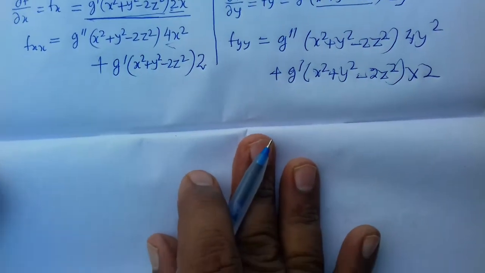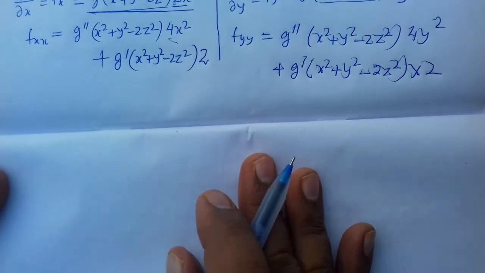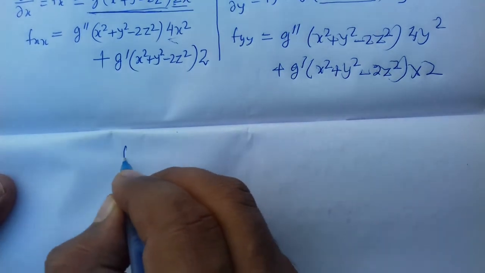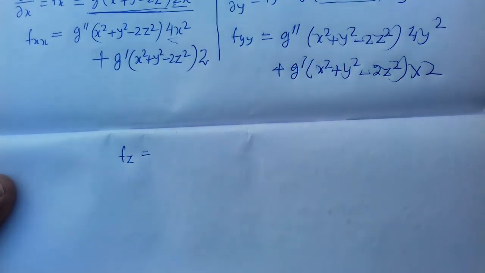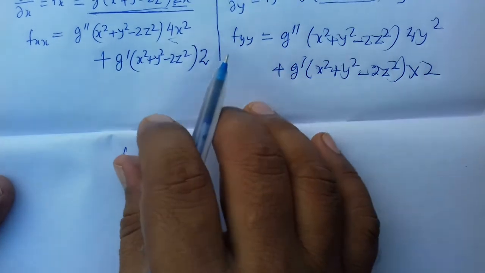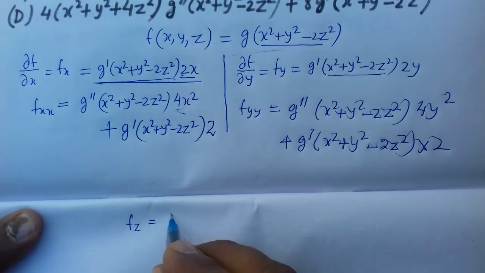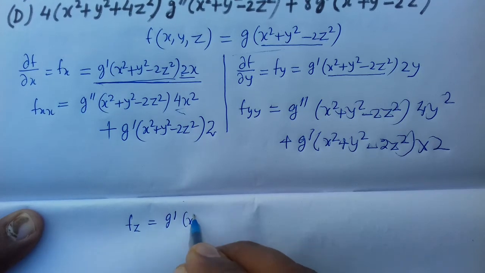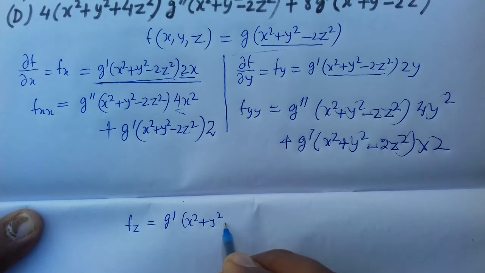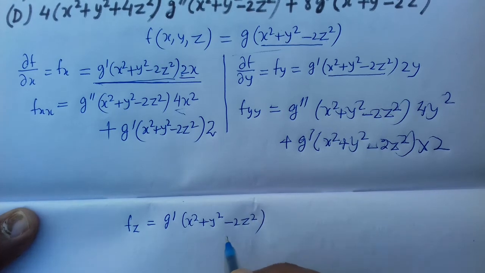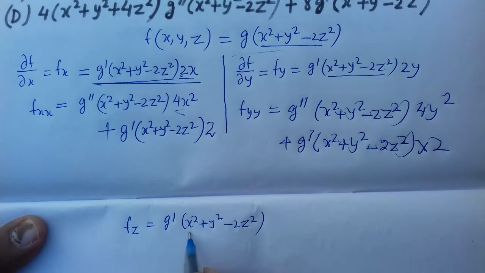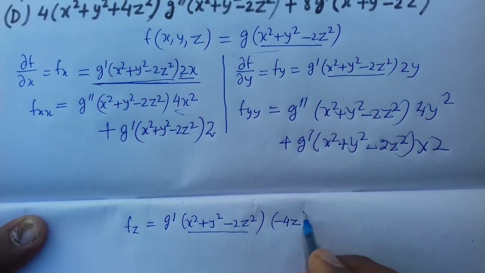Now we have to differentiate with respect to z as well, so f_z, differentiation with respect to z will be g'(x² + y² − 2z²), and differentiation of the inside expression with respect to z will be −4z.